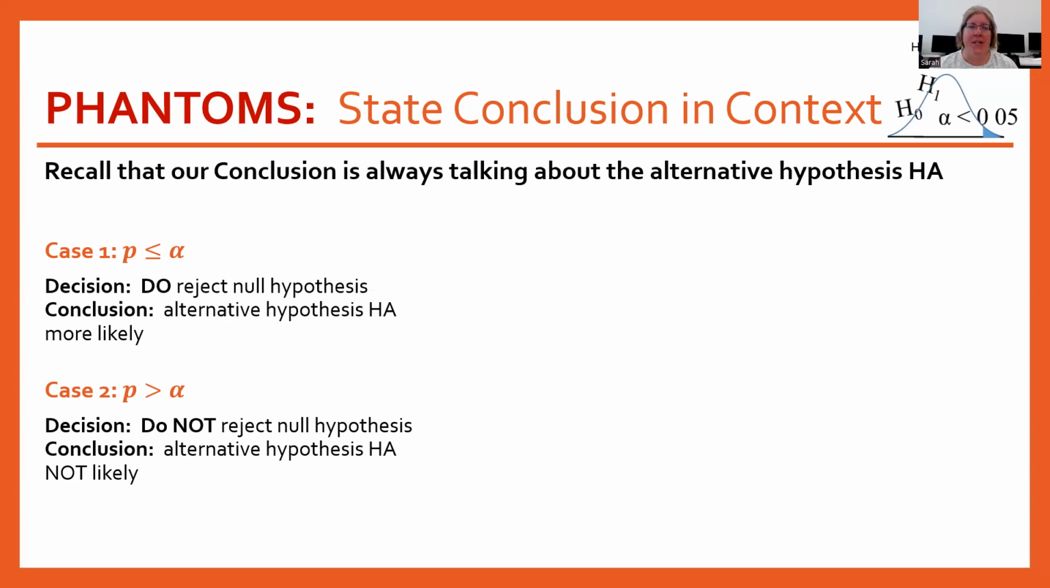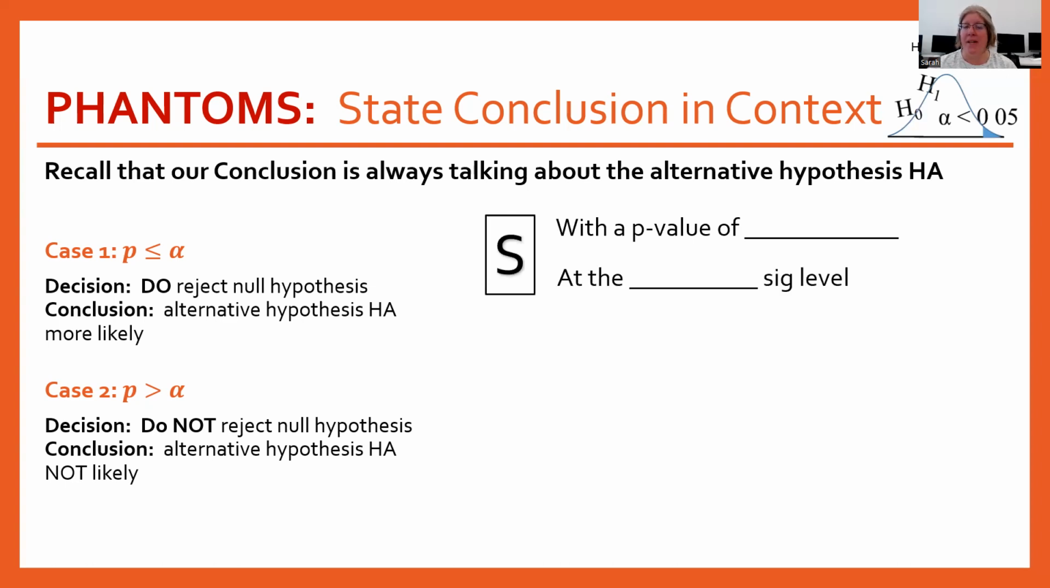I've broken the conclusion statement for the two-sample t into 6 pieces. The first 3 pieces are going to seem really familiar, and I'm going to use that choice of do or do not. So we start out, as always, with a p-value of blank. At the blank percent significance level, we either do or do not have evidence.